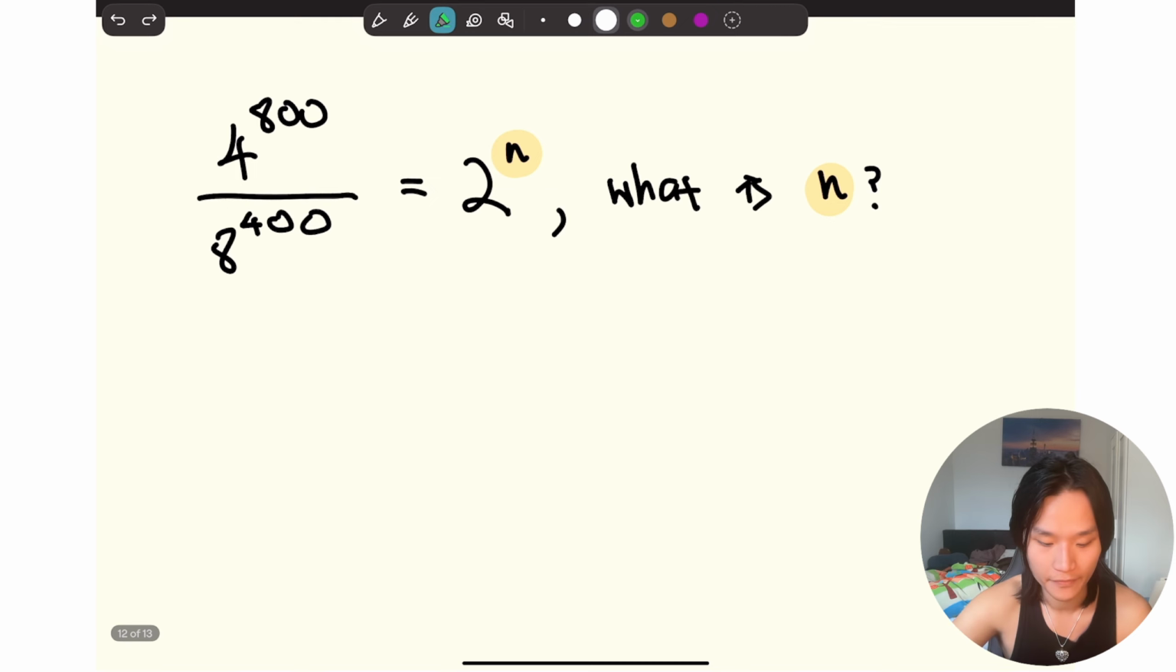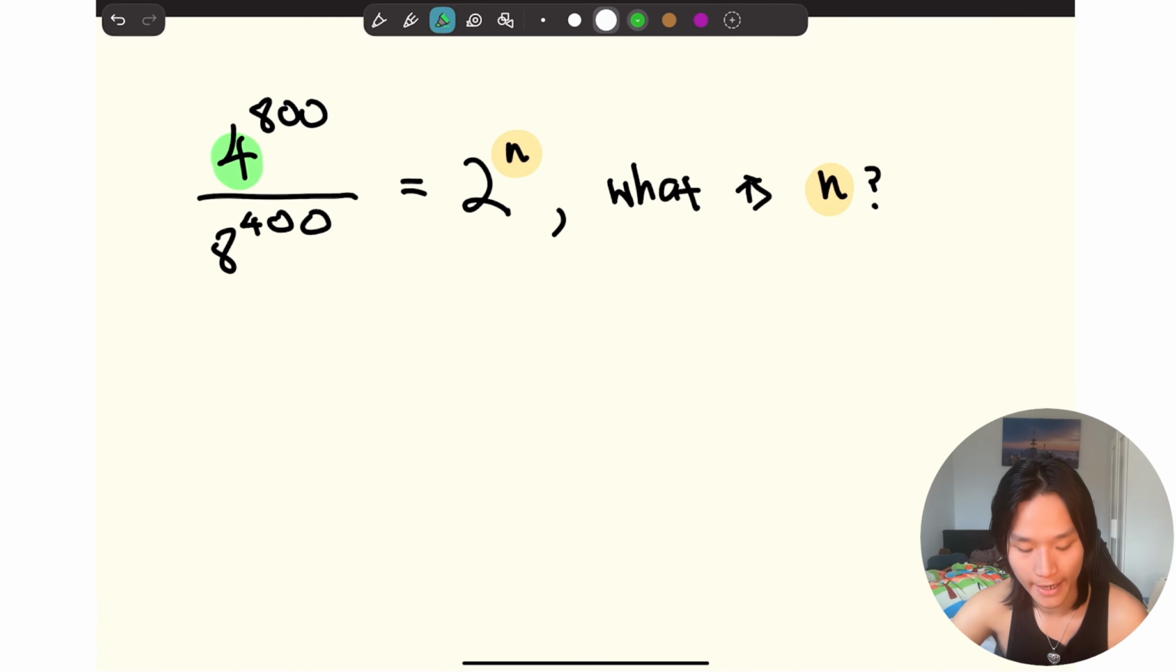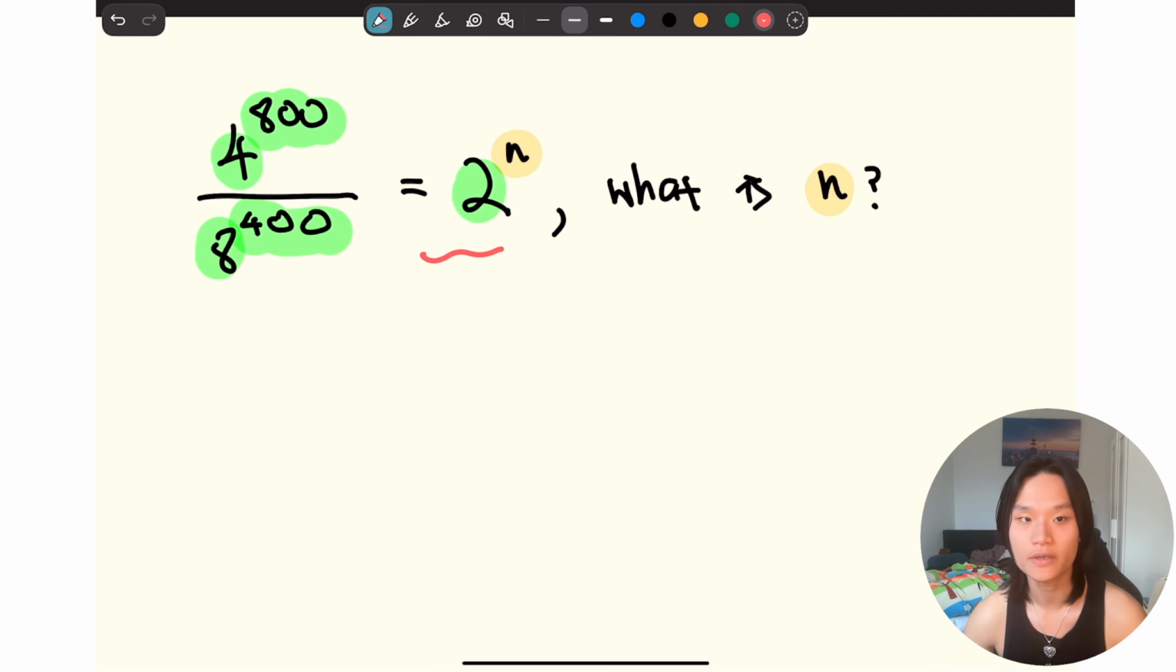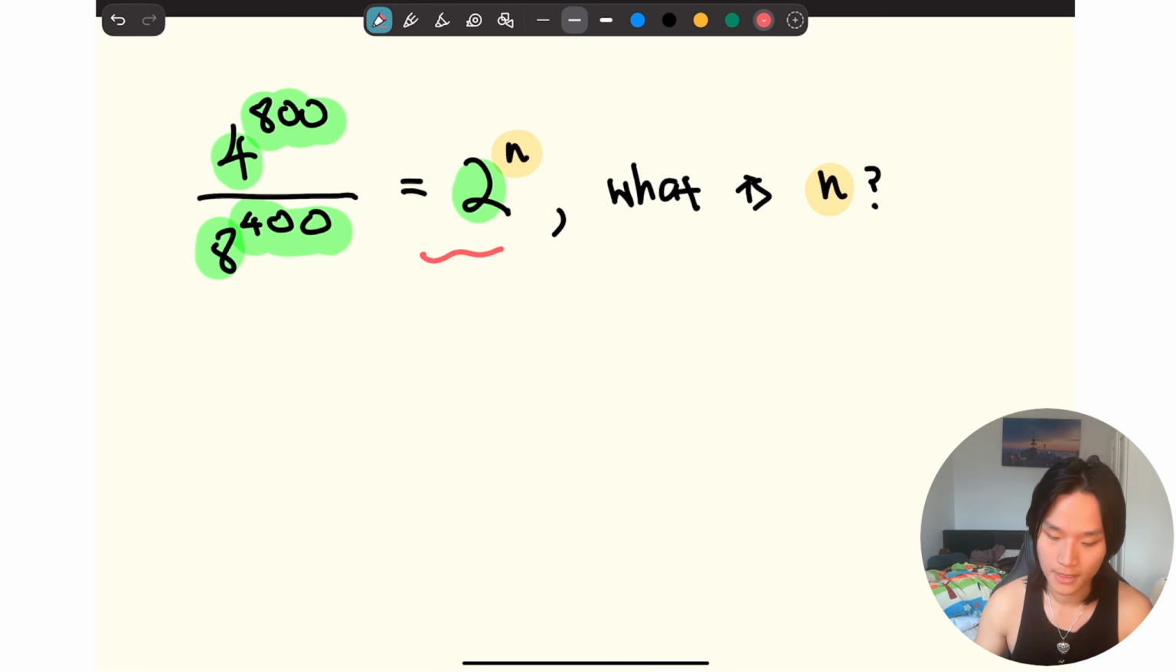So we have 4 raised to the 800th power, divided by 8 raised to the 400th power, and we are given that it equals 2 raised to the power of n. We want to find the value of n. It's actually a hint that they tell us this. So we want to simplify our expressions in terms of powers of 2, okay? So let's take a look.